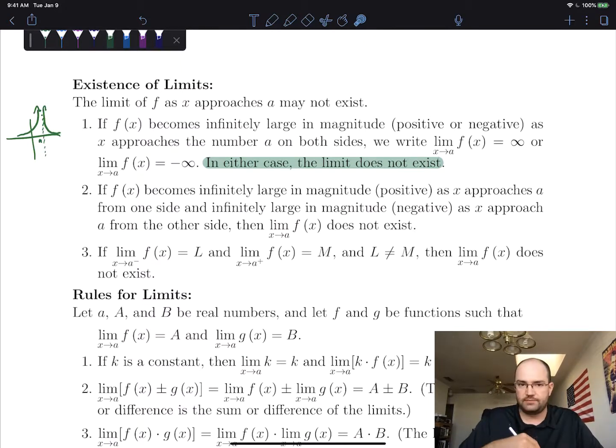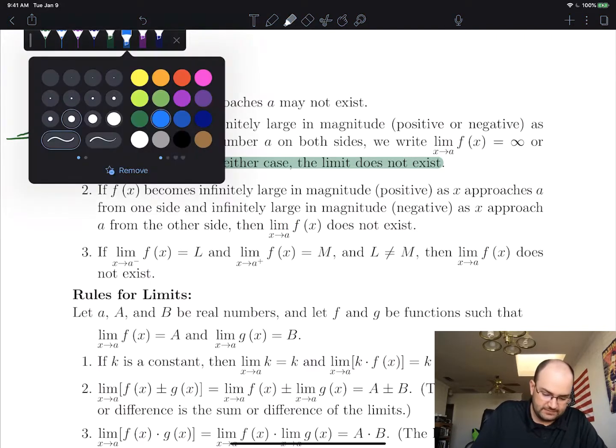The reverse can happen as well. If it's going down, we just say the limit is equal to negative infinity. Still, the limit does not exist, but we say more specifically that it is equal to negative infinity. If f of x becomes infinitely large in magnitude as x approaches a from one side and infinitely large in magnitude in the negative direction as x approaches a from the other side, then the limit as x approaches a of f of x does not exist.